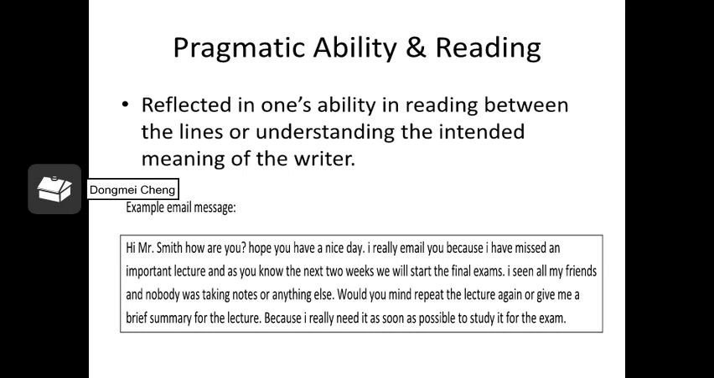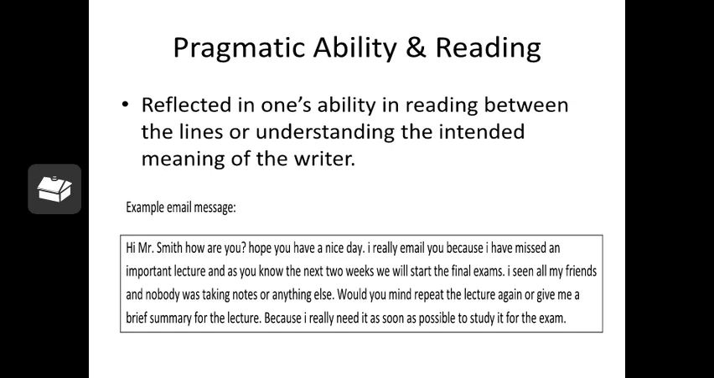Pragmatic ability in reading is reflected in one's ability in reading between the lines, or understanding the intended meaning of the writer that may not be spelled out on the surface. The example email message you see on this slide is from the data in the empirical study I conducted last year. This email was written by an ESL participant who's a college student, addressing his or her course instructor. The email you're seeing here is taken from the original verbatim, while the exact spelling and punctuation the student used remained here.